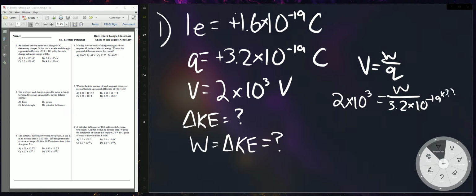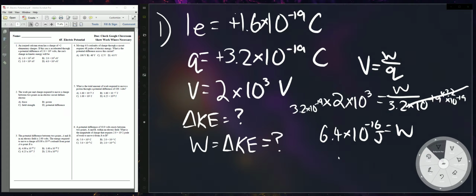I'm going to multiply 3.2 times 10 to the negative 19 on both sides, so that crosses out. 6.4 times 10 to the negative 16 gives you your work, right? But we're not done there, because in the answer choices you see that the units are in eV, electron volts. Well, on the first page of your reference table, 1 electron volt is equal to 1.6 times 10 to the negative 19 joules.